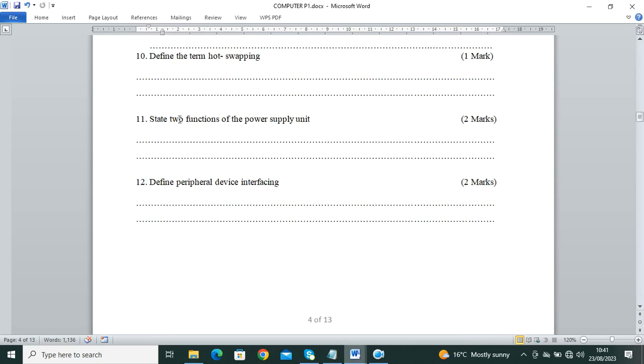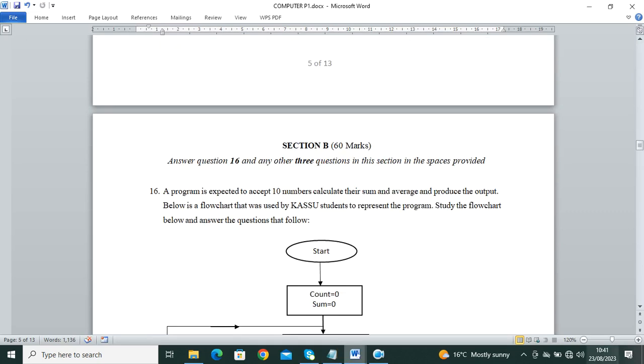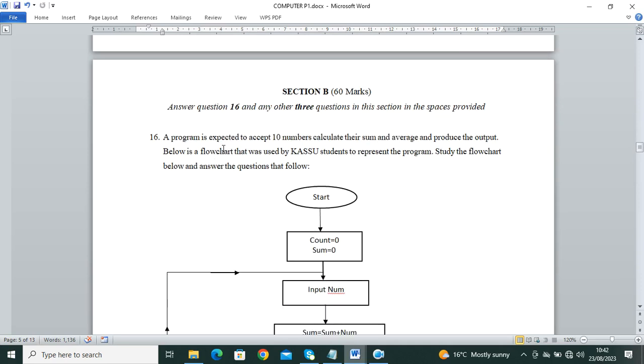Guys, we go to section B. Section B is very crucial. We have 60 marks. Answer question 16 and any 3 questions in this section. Guys, never answer all the questions. The examiner is clear that it is 3 questions. Question 16 is compulsory. If you skip question 16, I'll deduct 15 marks from your total score. Why? You have ignored the instructions of the examiner. So this is what we have.